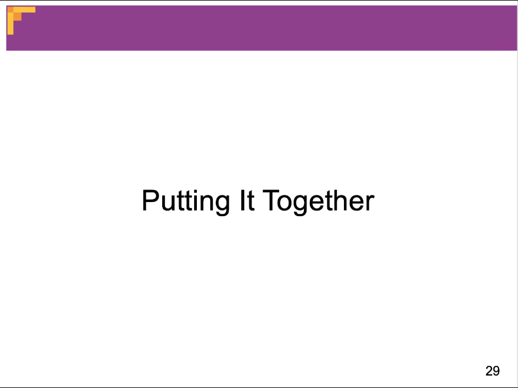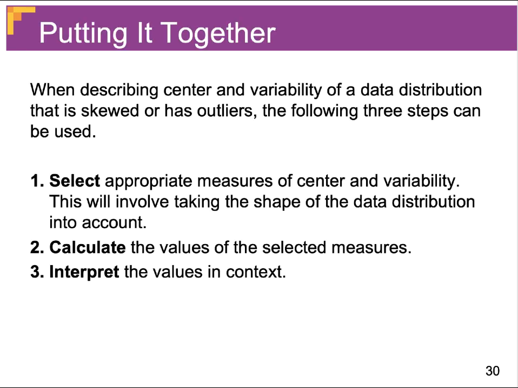So if we put this all together, now that we have both symmetric and skewed data, when we have skewed data or outliers, then we would select our appropriate measure of center and variability, and in this case, we would use the median. We would calculate the values of the selected measures, the median and the IQR, and then we would interpret the values in context.